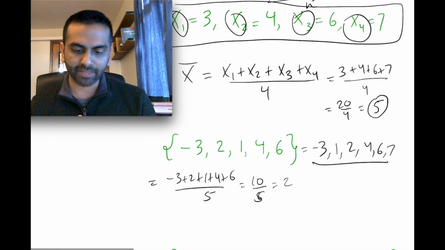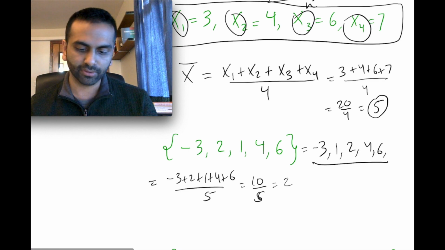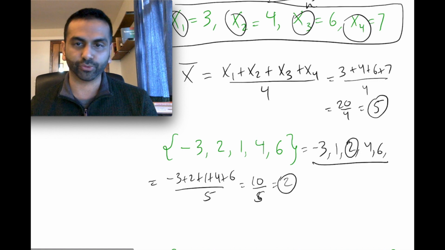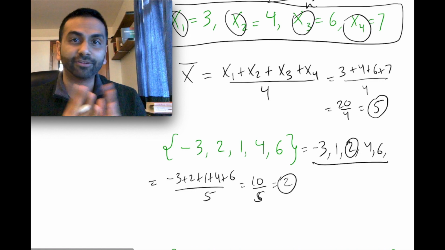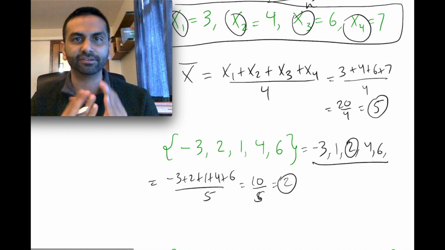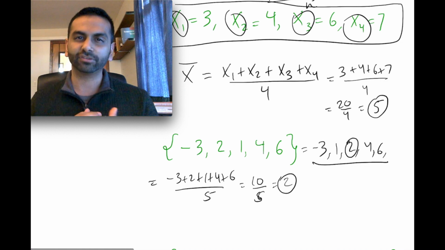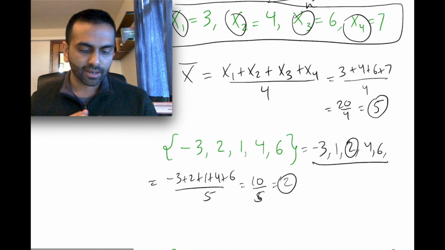Now here, notice that the median for this data set was 2, and the mean was also 2. Now the mean and the median don't actually have to equal to each other, and in fact there's some implications for when they're not equal to each other.